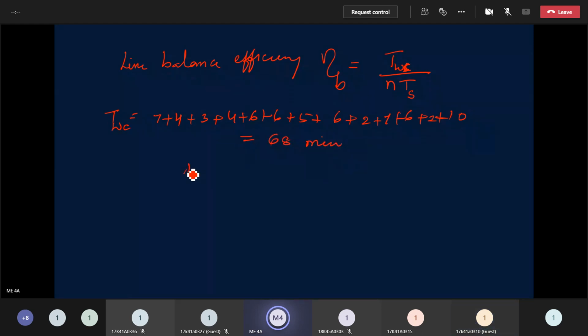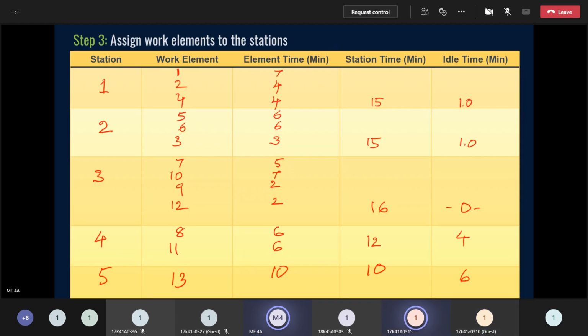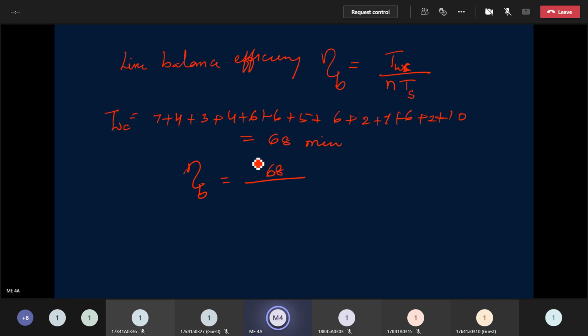Therefore, line balance efficiency is equal to 68 divided by how many stations you got just now? 5, sir. Total number of stations is 5, isn't it? 5 into what is the cycle time given to you? 16. So 68 divided by 80 equals 0.85. Correct. So this is the balance efficiency.